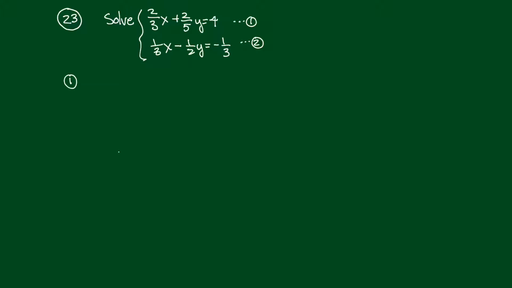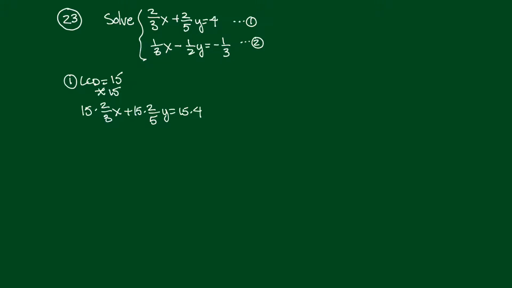So for equation 1, the LCD here between 3 and 5 is 15. So I'm going to multiply every one of those terms by 15. It'll look like this. 15 times 2/3 x plus 15 times 2/5 y equals 15 times 4.